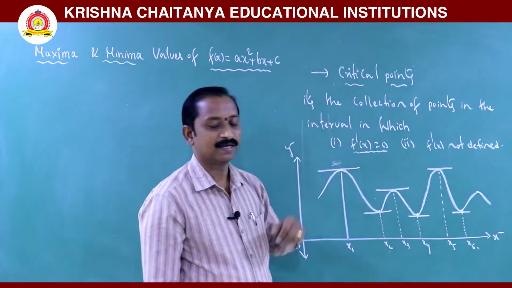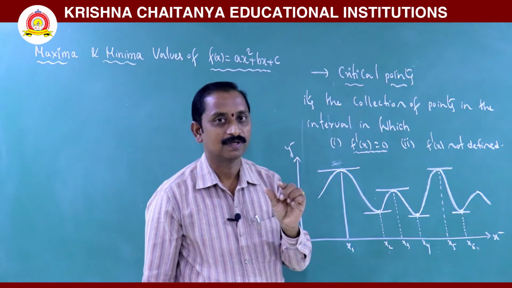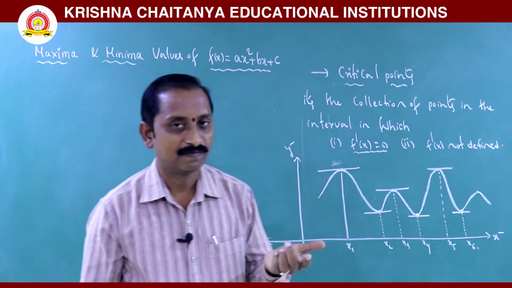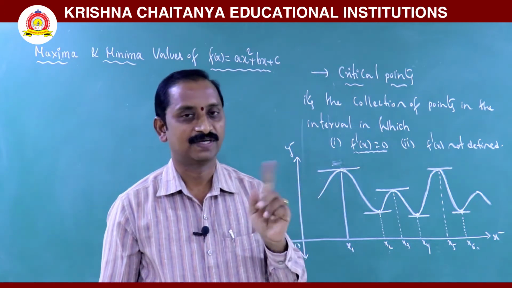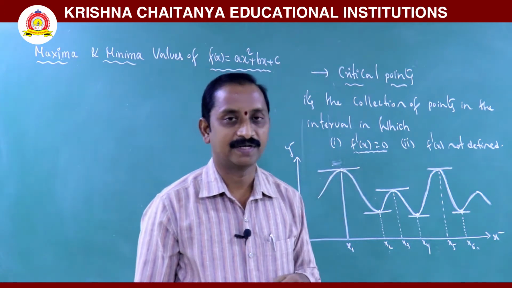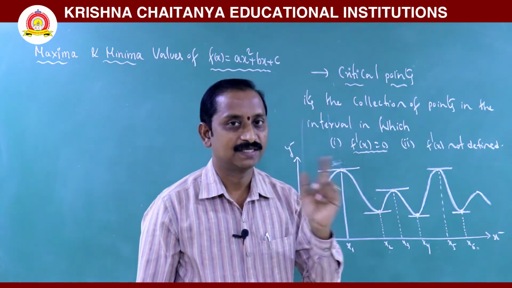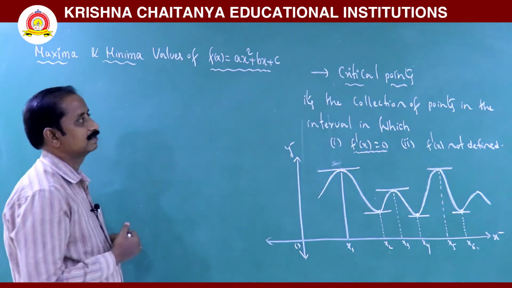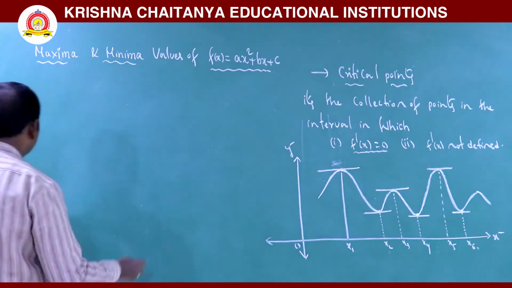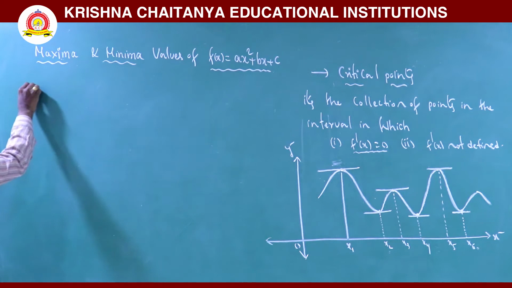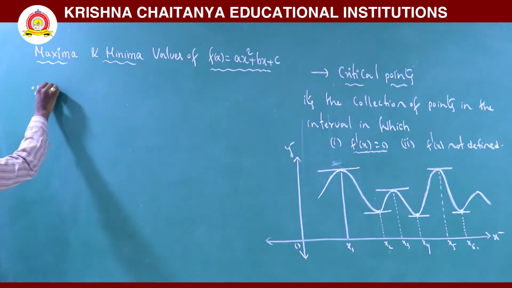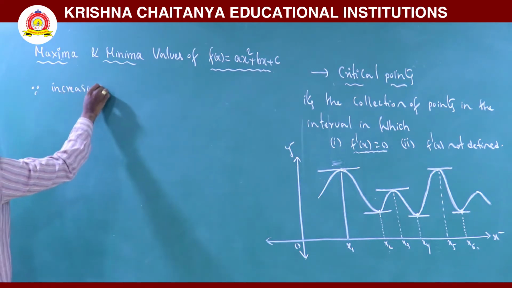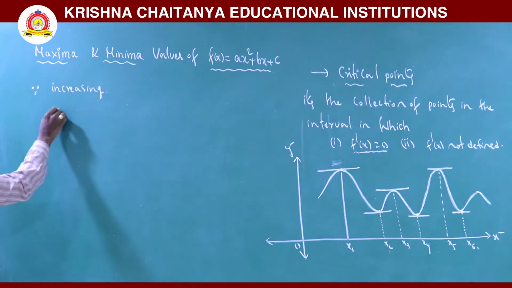Whenever we know the critical points, we want to go on to the maximum value and minimum value. To get the maximum value and minimum value, there are two methods: the first derivative test and the second derivative test. If you consider the first derivative test, how do we get the maximum value? Now, in your mind, first of all we know the increasing function and decreasing function.